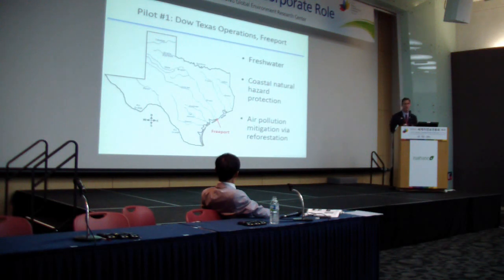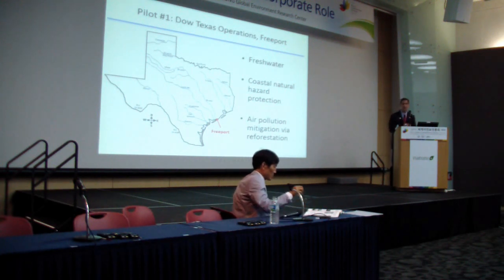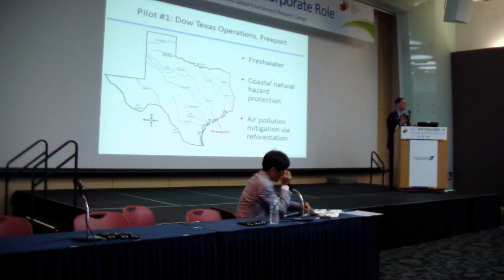The first pilot site really shouldn't be called a pilot at all. It's Dow's Texas operations site focused on Freeport, Texas, which is right on the Gulf Coast, as you'll see in some maps in just a moment, and even on this map here where you can see the red arrow that points to Freeport. This is not a small site. Freeport makes about $10 billion a year of chemicals, plastics, and other kinds of materials that are essential to the company. About 20% of Dow's production comes from this particular site.